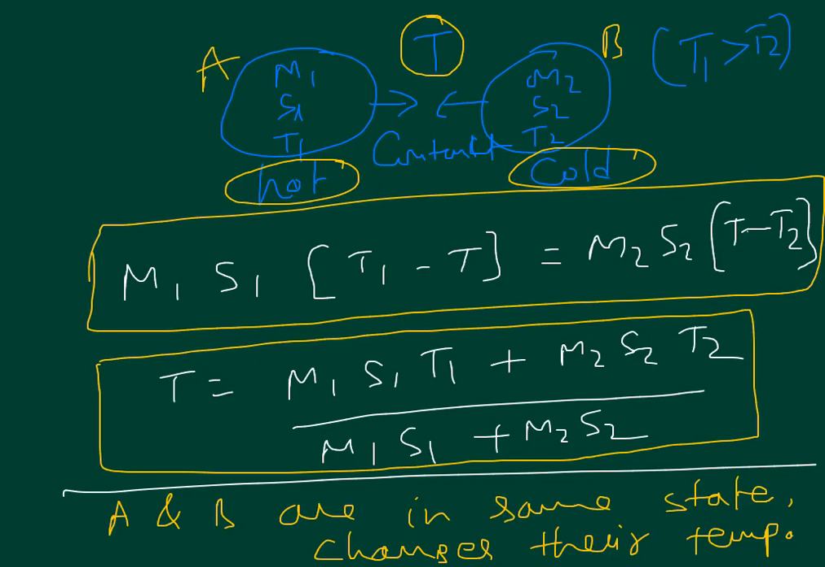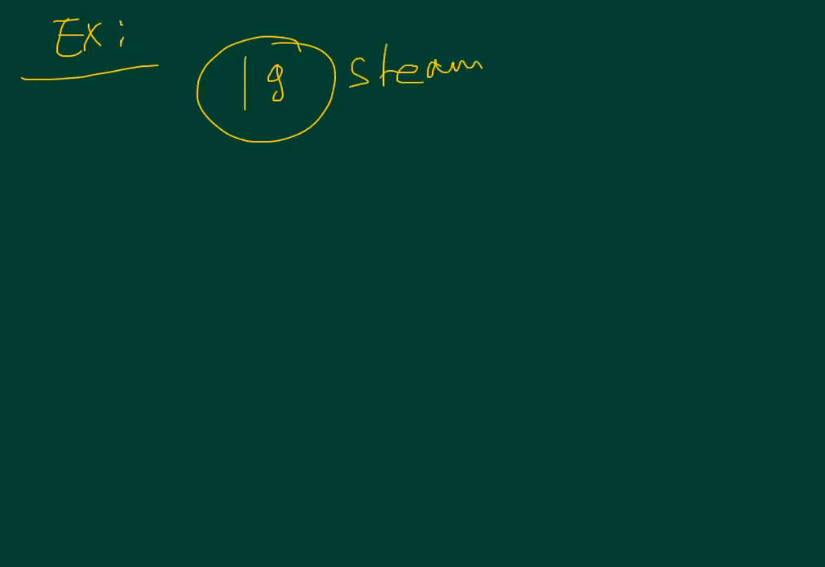Now the question arises: if the two bodies we have taken are in different states, what is the situation? For that, I want to take one example problem and explain this concept. You need to pay a little more attention to this one. Here you observe carefully from now onwards. I have taken one example, 1 gram of steam.